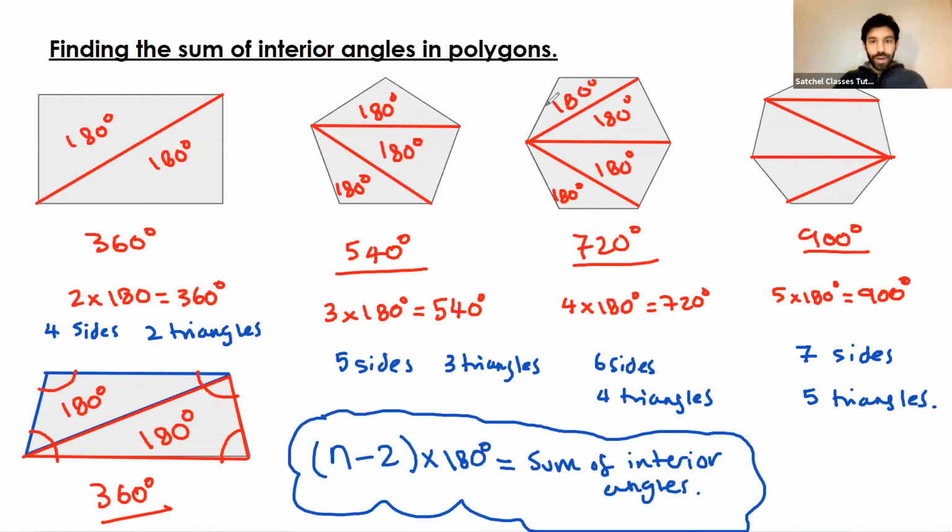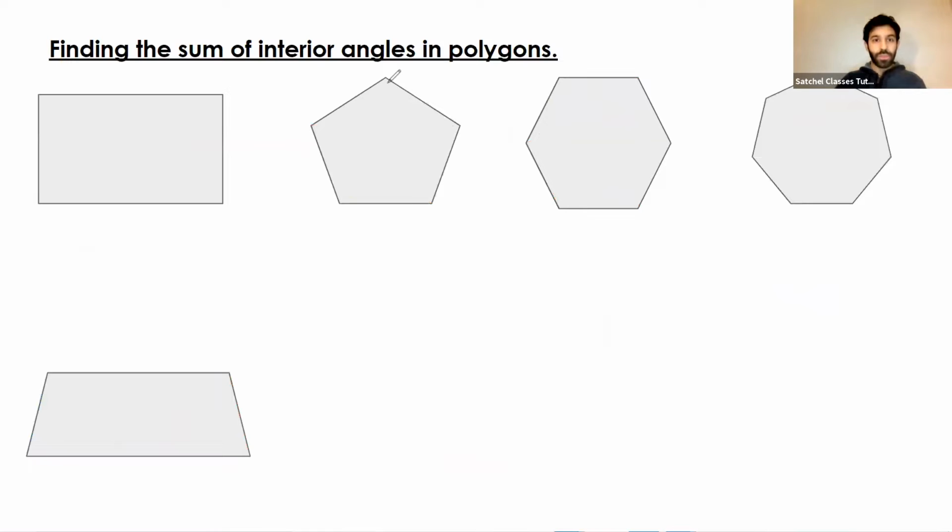All right, now if I just clear all the drawings, one thing that I want you to be able to find is each individual angle. Now let's say this is a regular pentagon, and what we just found out is that the sum of angles is going to be 540 degrees. Therefore, this angle plus this angle plus this angle plus this angle plus this angle will give us 540. Now, if you were to work out one angle, what would you do? Well, we've got 5 angles, so this is going to be 540 divided by 5, which is going to be 108 degrees.